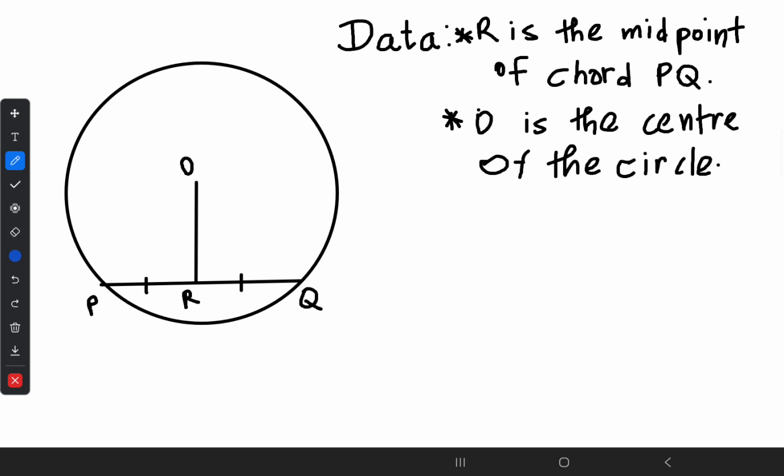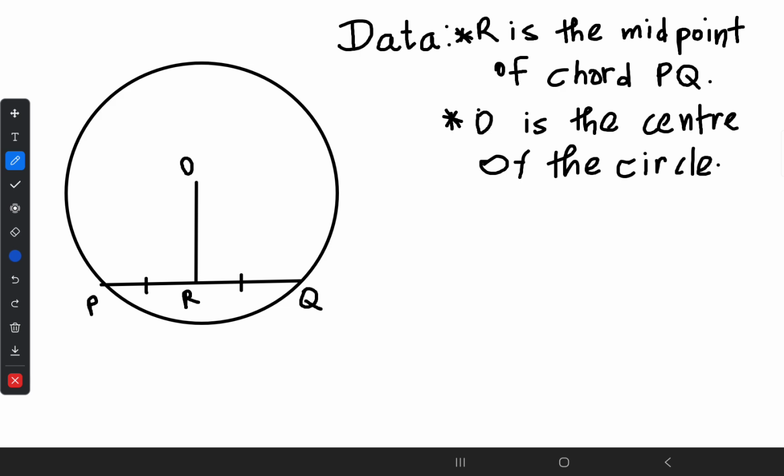First, the data was denoted. R is the midpoint of chord PQ, so that means R will bisect the entire chord. And O is the center of the circle. So a straight line connecting the midpoint of the chord and the center of the circle is OR, which connects the center O and the midpoint of the chord R.